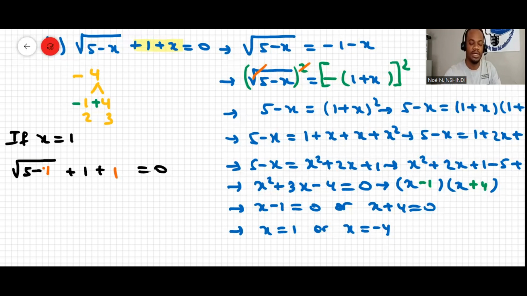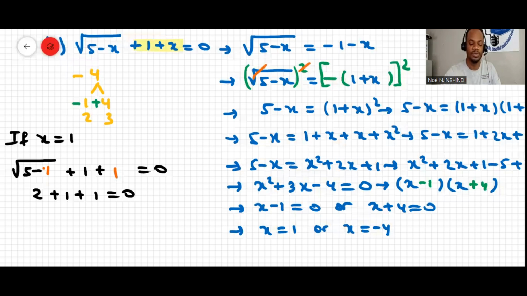Now let's see, square root of 5 minus 1, 5 minus 1 is 4, so square root of 4 is 2. So 2 plus 1 plus 1 equal to 0. Okay, we can see that it is not equal to 0 because this makes 4. Therefore, we say that this solution is not applicable.